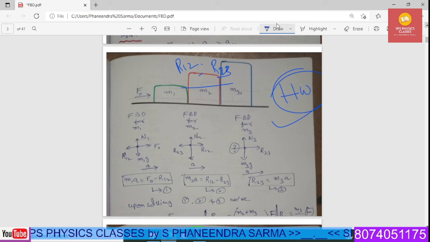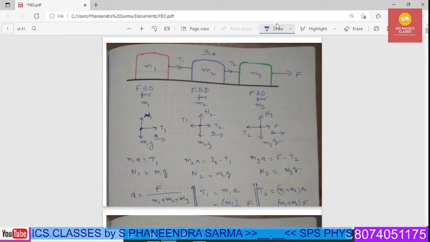Now, let us consider the next case. Suppose 3 blocks are connected and we are applying an external force of F. In such a case, by preparing a free body diagram for each and every block, with vertical direction forces and horizontal direction forces, let us try to solve for the last block where force is not applied. That's the required thing. So M1A, that's the net force, is equal to the tension in the cable.